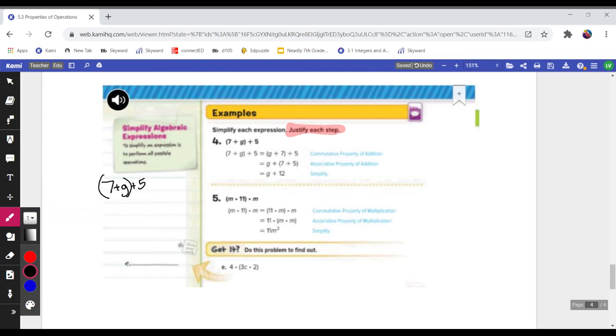I'm going to rearrange this and switch g and 7. So that's the commutative property of addition. Now that allows me to put my 7 and my 5 together: g plus 7 plus 5. Well, I changed the order, I changed where my parentheses were. That is the associative property of addition.